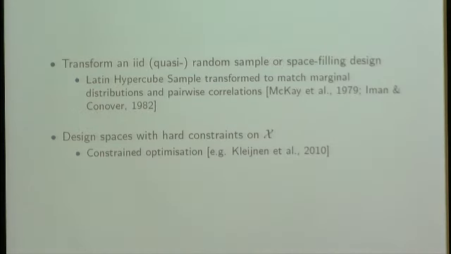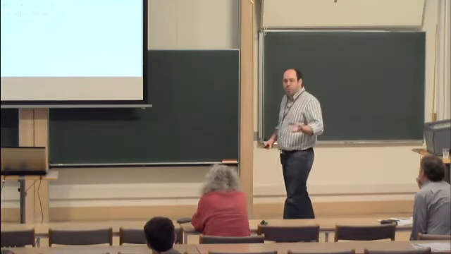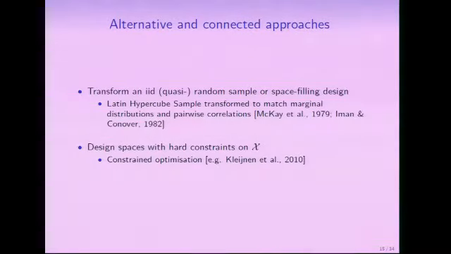So how else could we think about this problem? Well, one obvious way is to take some IID, random or quasi-random sample, or a space-filling design, that doesn't take account of these distributions, these dependencies, and then transform it according to the distributions that we've got. So when we come to our examples, that's one thing we're going to compare to. We'll take a Latin hypercube sample, and we'll transform it to match the marginal distributions from our weight function and get the pairwise correlations as close as possible.